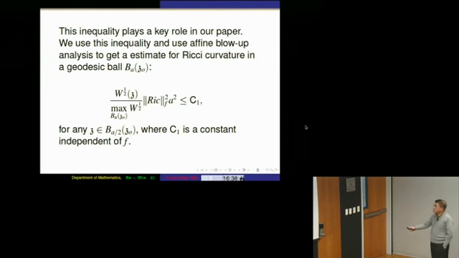We use this inequality and use affine blow-up analysis. We can get the estimate for Ricci curvature in a geodesic ball like this one. This holds for any z belonging to the geodesic ball with radius a over 2, where C1 is a constant independent of F.